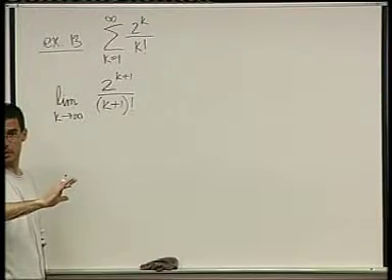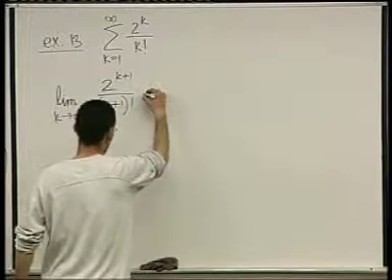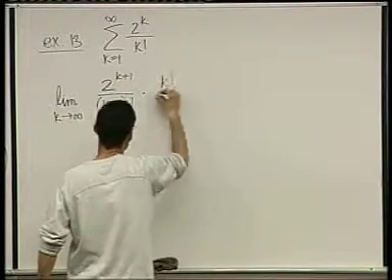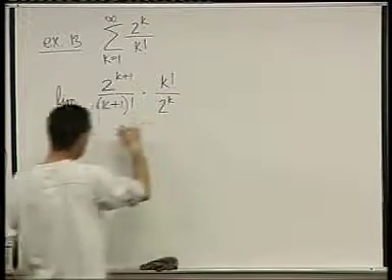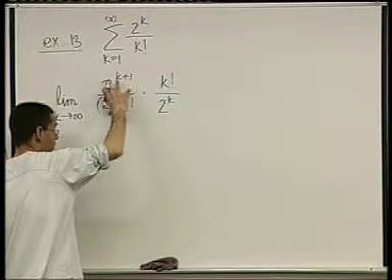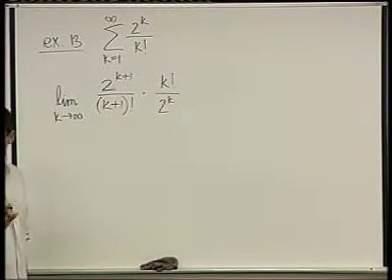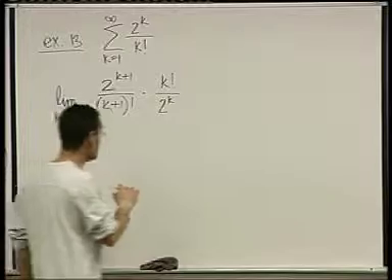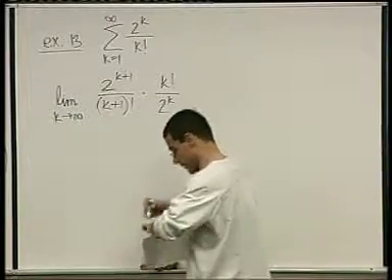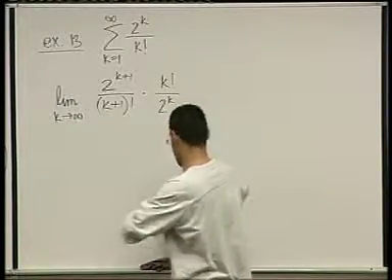Instead of writing the kth element in the denominator, I'm going to multiply by its reciprocal. So I'm going to multiply by k factorial over 2 to the k. Do you agree that this is ak plus 1 divided by ak? Everybody? Okay. Now, so let's see the beautiful cancellations here.